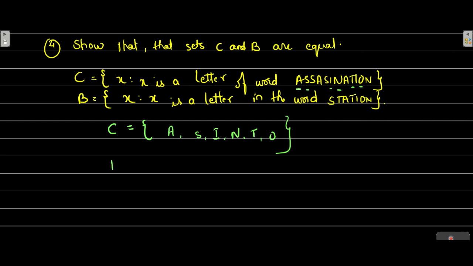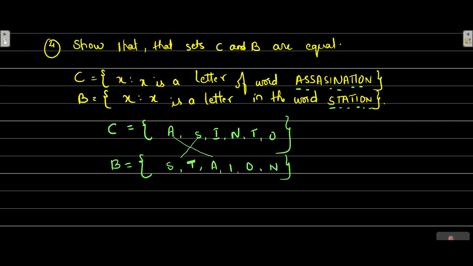Coming to the set B, it has the letters of station, S-T-A-T-I-O-N. Let us check for the elements of set B. S, T is a new letter, A is a new letter, T is already taken, so we will not consider that again, I, O, N. These are all new letters. So we will take the elements as S, T, A, I, O, N.